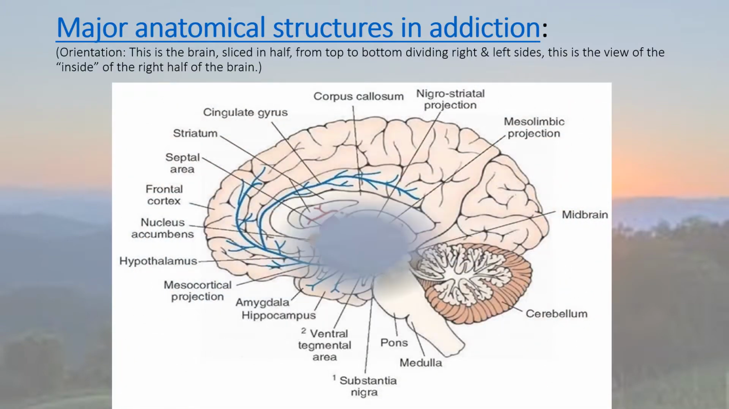This is the brain, sliced in half from top to bottom, dividing the right and left sides. This is the view of the inside, or medial aspect, of the right part of the brain. Here you can see where the spinal cord would be. It comes up to the medulla oblongata, and then into the pons with its two connections to the cerebellum and what is called the arbor vitae, or the tree of life structure, right in here. The structure known as the locus coeruleus would be located right there where the pointer is.